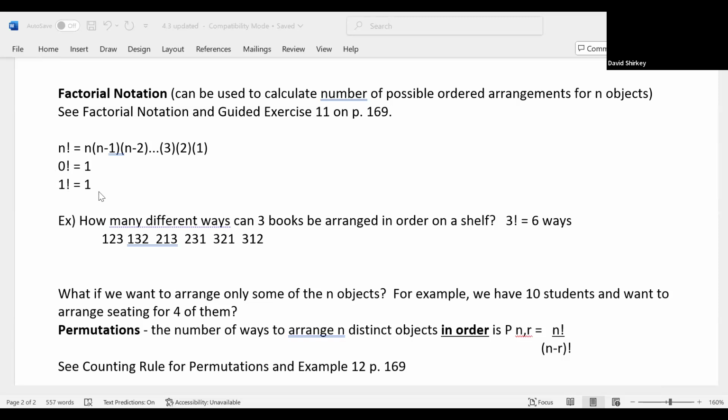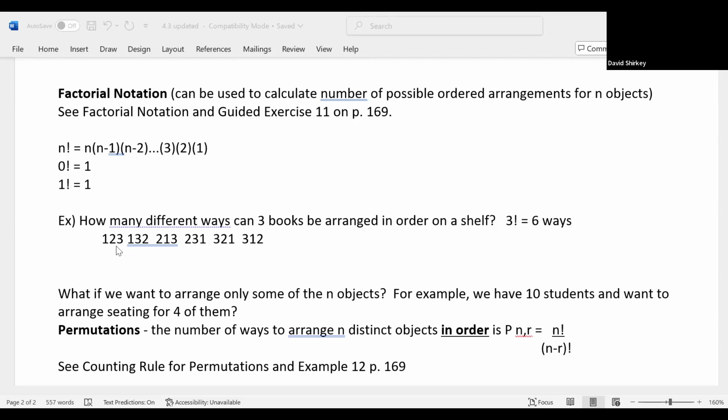So for example, how many different ways can 3 books be arranged in order on a shelf, right? So assume the books are numbered 1, 2, and 3. We'll call them book 1, 2, and 3, right? How many different ways can you order it? Well, that would be 3 factorial. 3 times 2 times 1, which is 6 different ways.